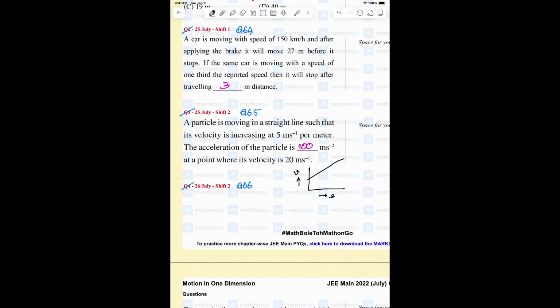That means the slope is equal to 5. Of course, velocity is in meter per second and displacement is in meter. The slope is constant, 5. What is the acceleration of the particle? This actually is the answer, but I want you to work it out now. At a point where the velocity is 20, what is the acceleration at this particular distance? What should be the acceleration?